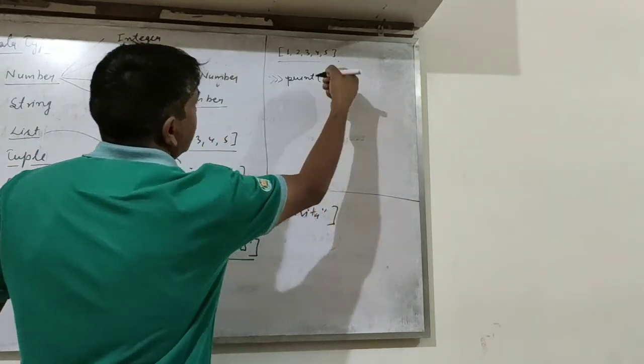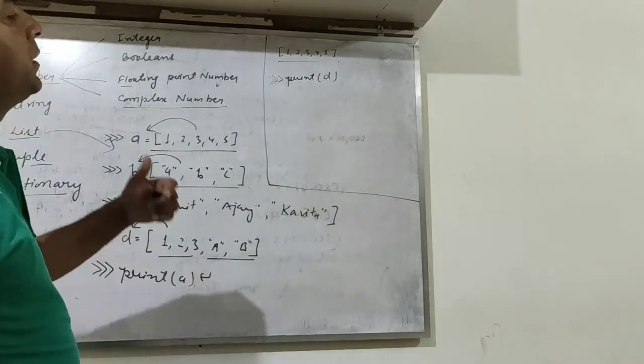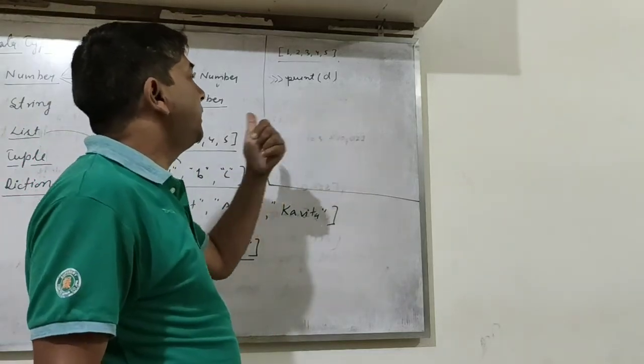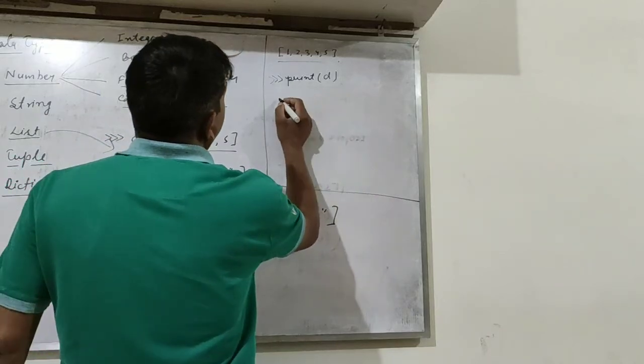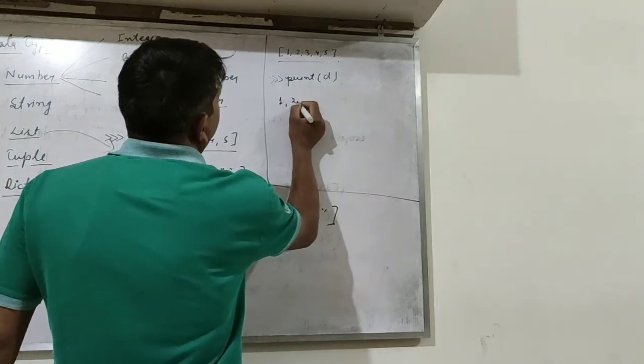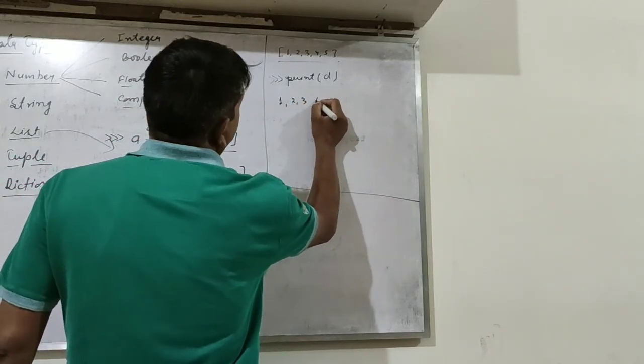So you press the print option, then small bracket, inside you write the name of the list. The name of the list is D, and when you press the enter key, you find the result is 1, 2, 3, and then after that A and B.